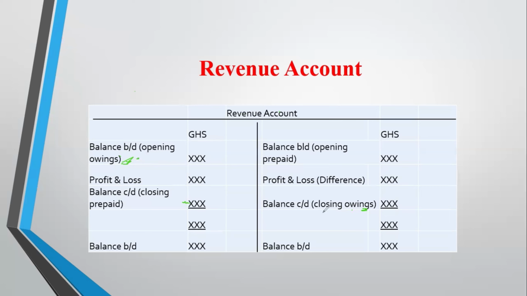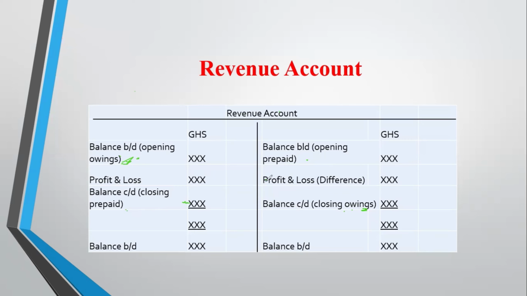Opening prepaid for revenue means you have received an amount in advance. That is unearned income, which means it is a liability to you. All liabilities have a credit balance. So what you do here is you credit the opening balance, and if the opening prepaid is on the credit side, then the closing prepaid will be on the debit side.